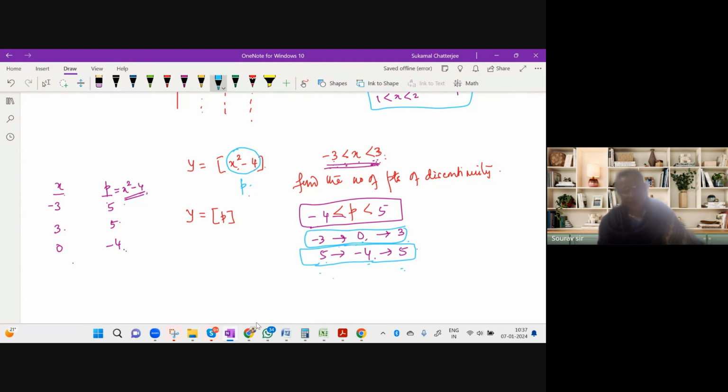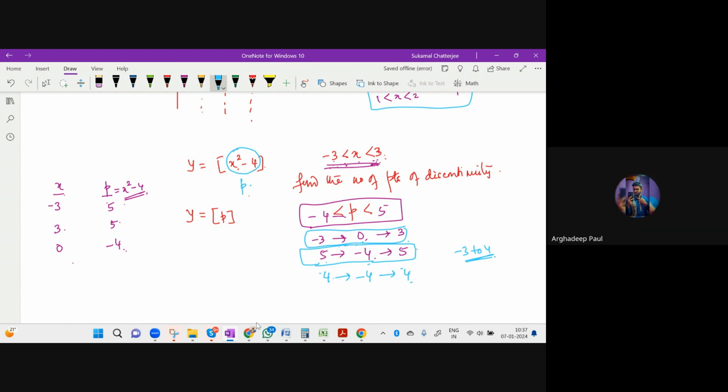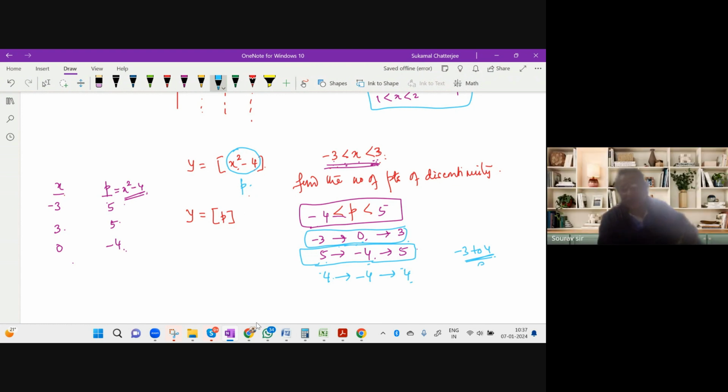So that means the numbers that you have to consider are 4 to -4 and then back to 4. So how many are there? 4 to -4. You keep -4 separate. So -3 to 4. How many numbers are there? Sir, 8. 8. So 8 on this side, 8 on this side, and then you have -4. So there are 17 points of discontinuity.